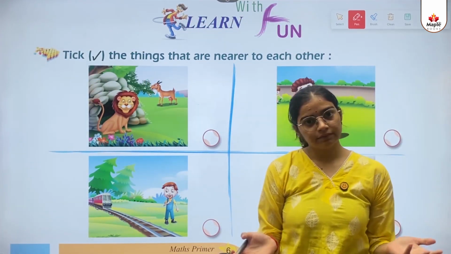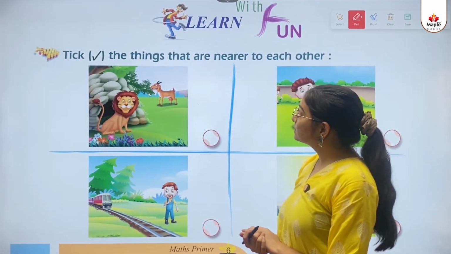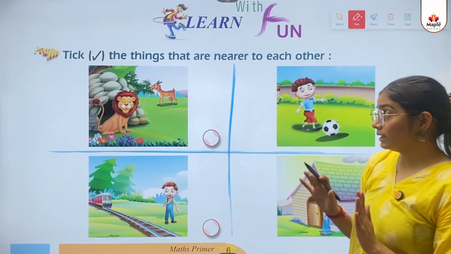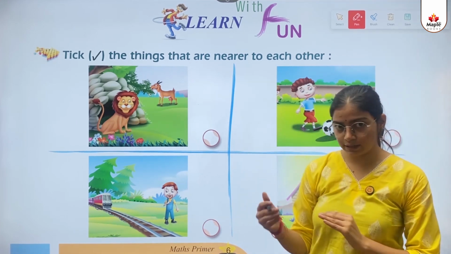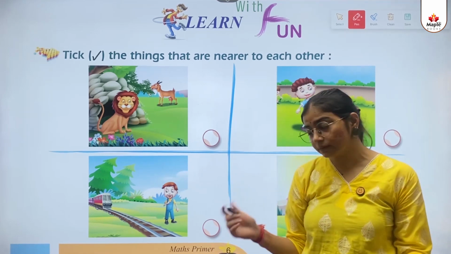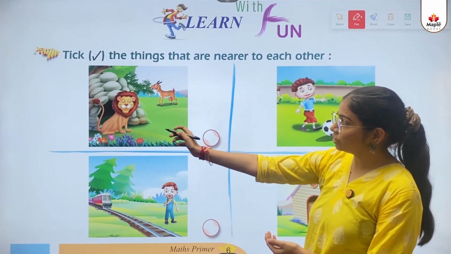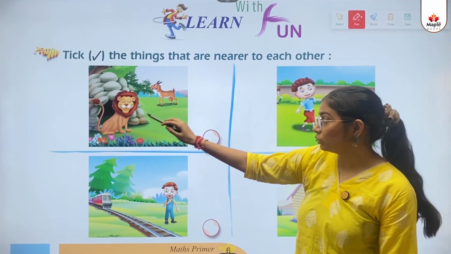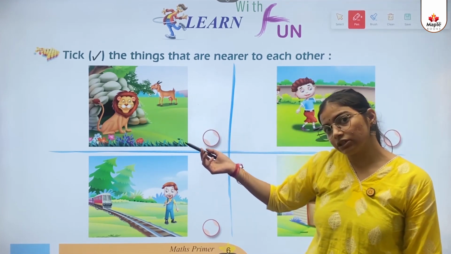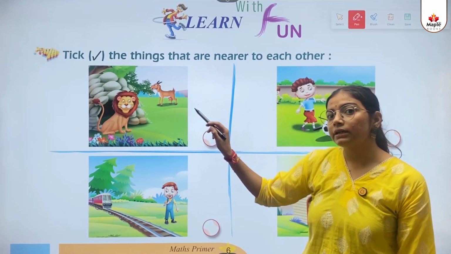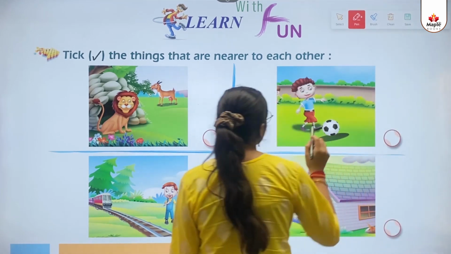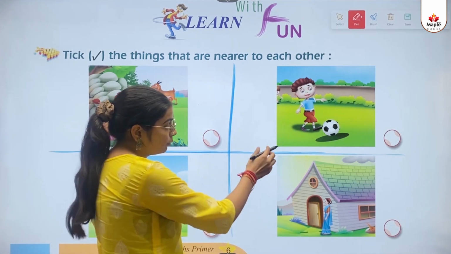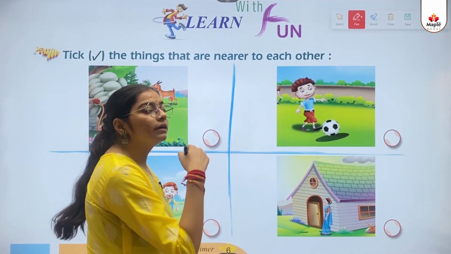Learn with fun. Take the things that are nearer to each other. In this exercise, kids, we need to take the things that are near to each other. In the first picture, there is a goat and a lion. So, they are far away from each other. So, we'll not take this picture. Then, in the second picture, a boy is playing with a football and the football is near to him. So, we'll take this picture.